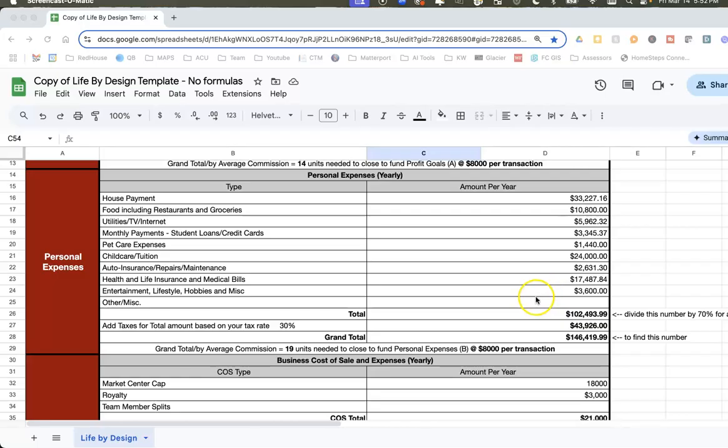Next, how much am I spending on entertainment, lifestyle, hobbies, and miscellaneous? Well, I work all the time, don't have any hobbies, so I don't have any idea what you might spend on a hobby, but I estimated $300 a month, and $300 a month times 12 is $3,600. When we add these all up, we come up with this number right here, $102,493.99. That's how much I need to pay my personal expenses this year.